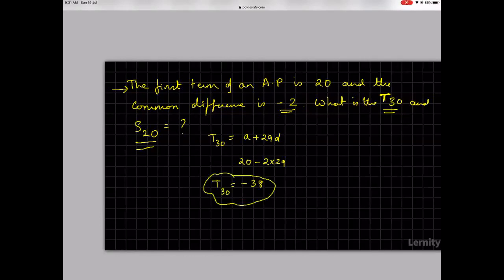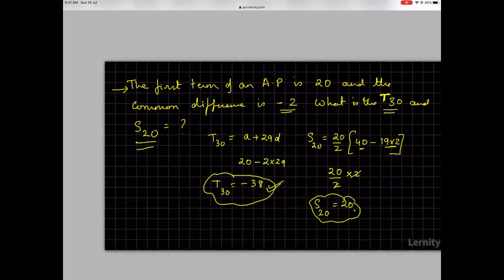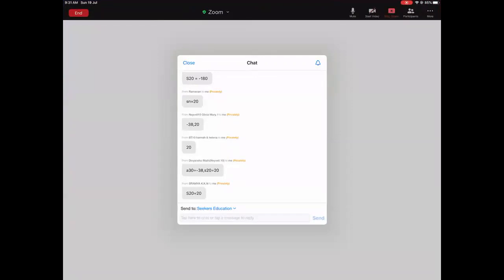Then I asked you for S20. So S20 will become 20 by 2 into 2 times A, that is 40, plus, because the common difference is minus, 19 into 2. So it will become 20 by 2 into 40 minus 38. So into 2, 2 gets cancelled. So S20 seems to be equal to 20. Yeah, so T30 is minus 38, S20 is equal to 20.